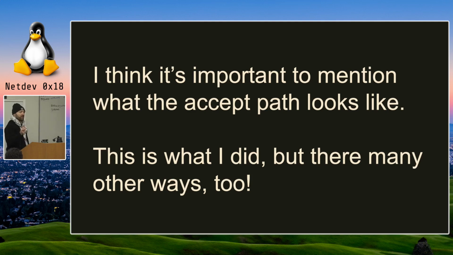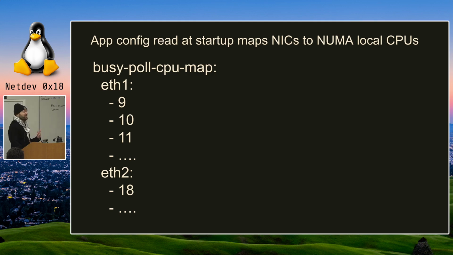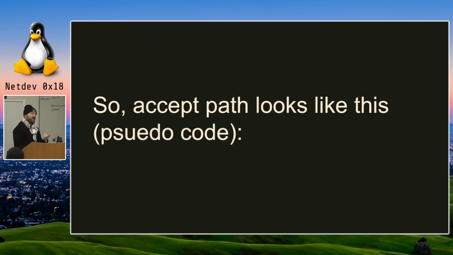Before I talk about the results and busy polling, I just want to briefly mention what our accept path looks like, because I think that might also be interesting for folks. You can do whatever you want, but I'm going to tell you what I did. For the accept path, our app has configuration that gets loaded at app start time. The config outlines the Ethernet devices and the CPUs that are NUMA-local to them. The app reads this in when it starts up and builds up a map internally.